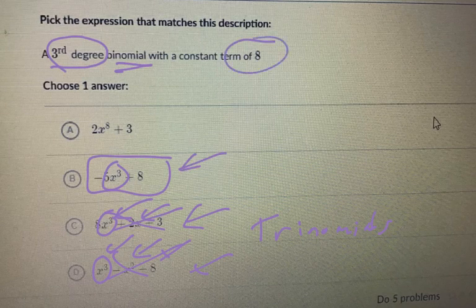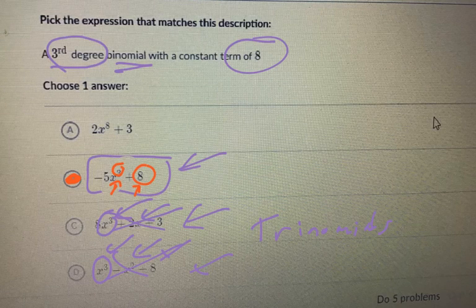And they want the constant term. Remember, the constant term is a number at the end. So notice this one has a 3 power. There's only 2 terms. That's a binomial. And it has a numbered constant term at the end, 8. The correct answer is B, right? So I'm going to pick B. I'm going to get it right. Pause if you need to.